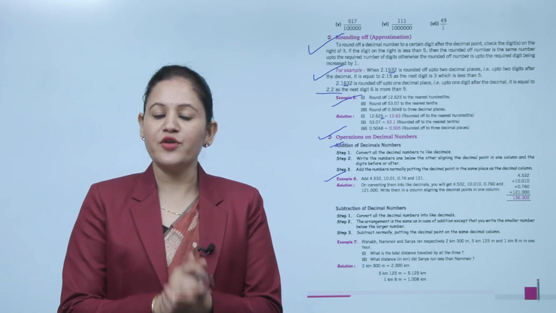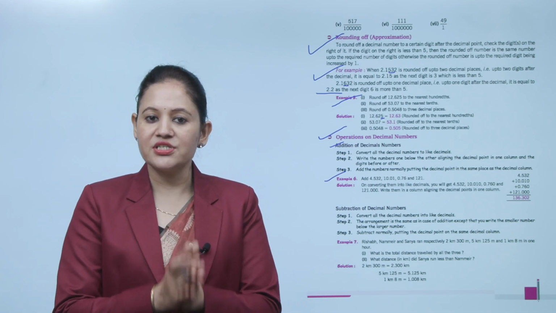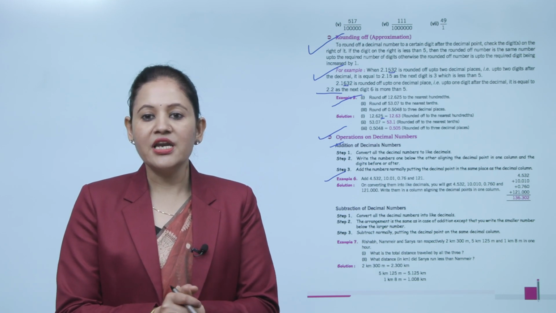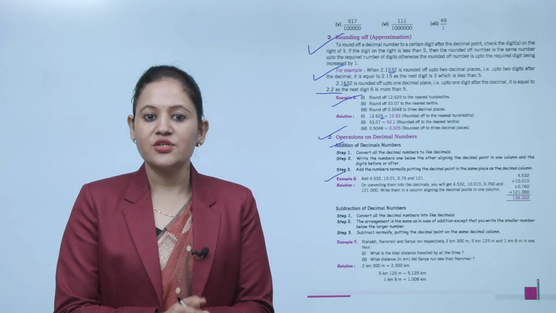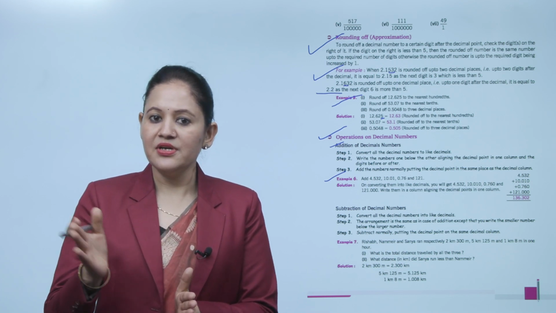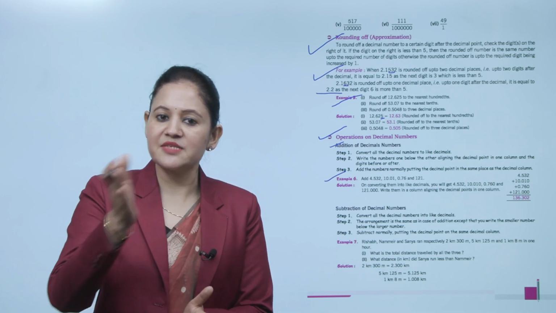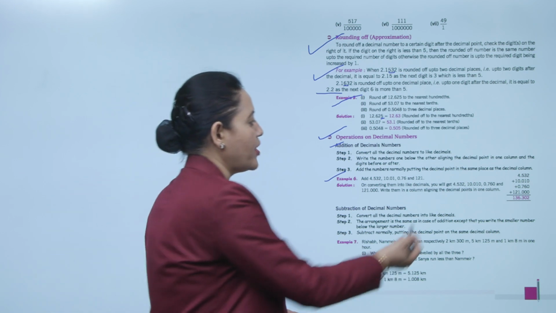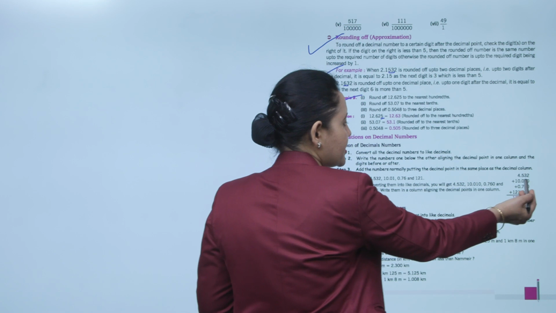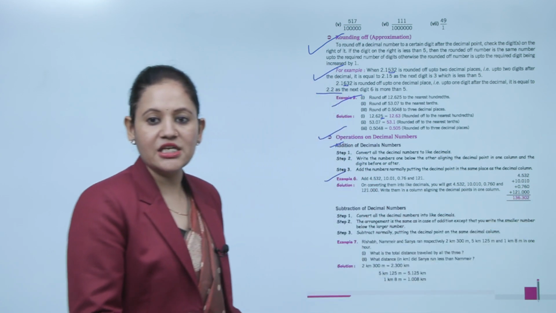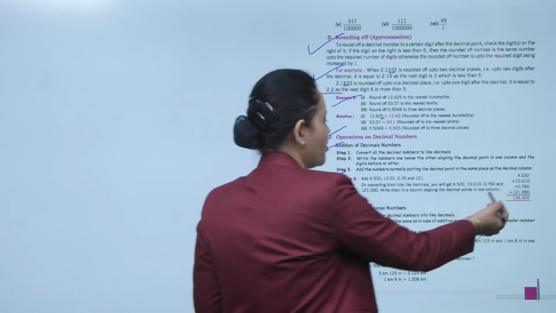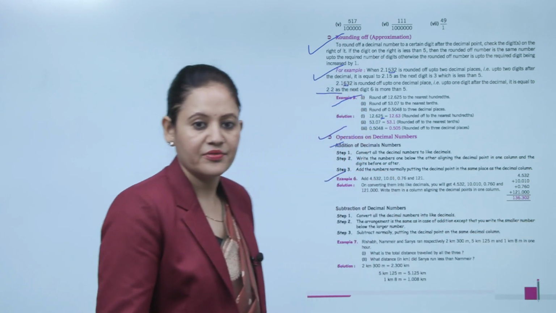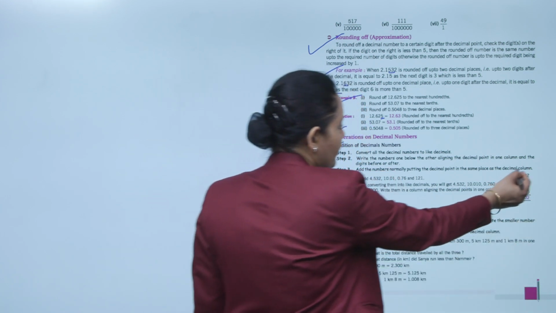Add 4.532, 10.01, 0.76 and 121. So on converting them to like decimals, first we will convert them into like decimals. You will get 4.532, 10.010, 0.760 and 121.000. Now we'll add them together.